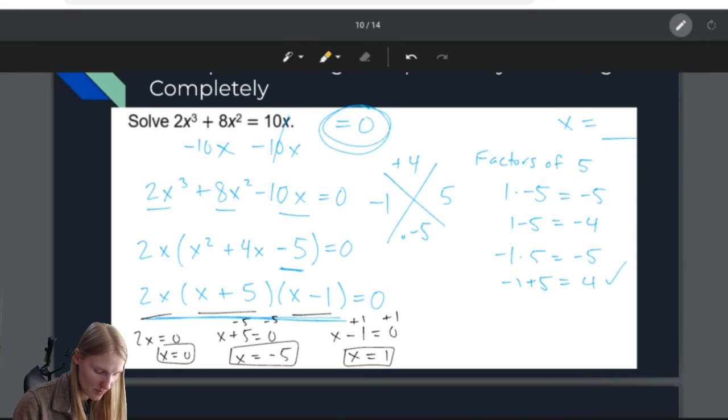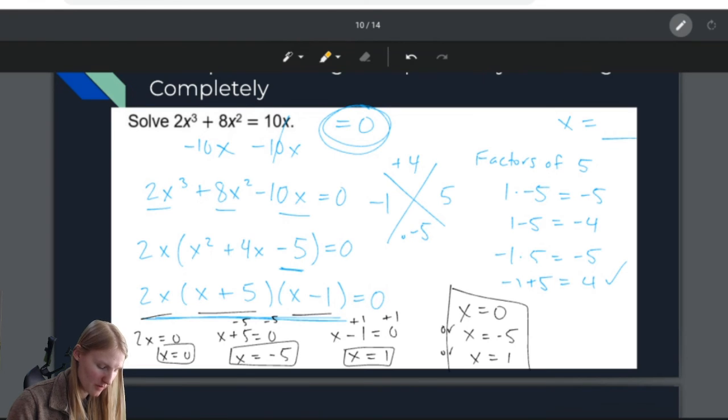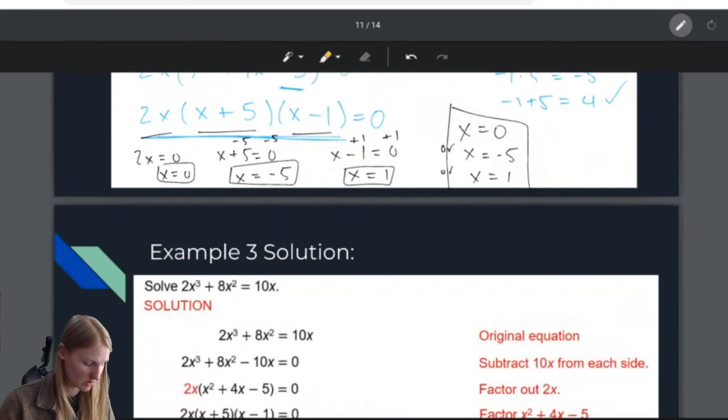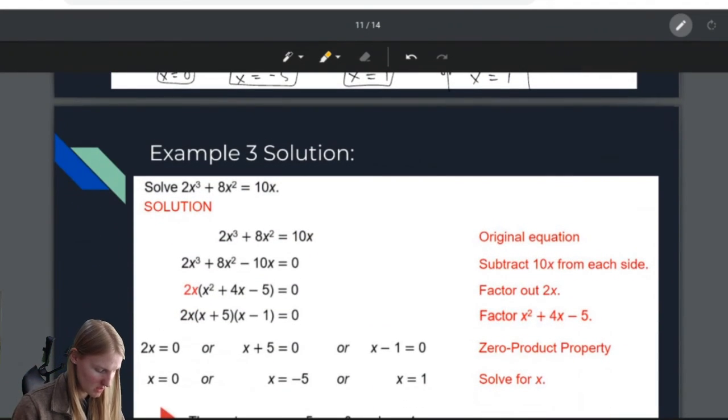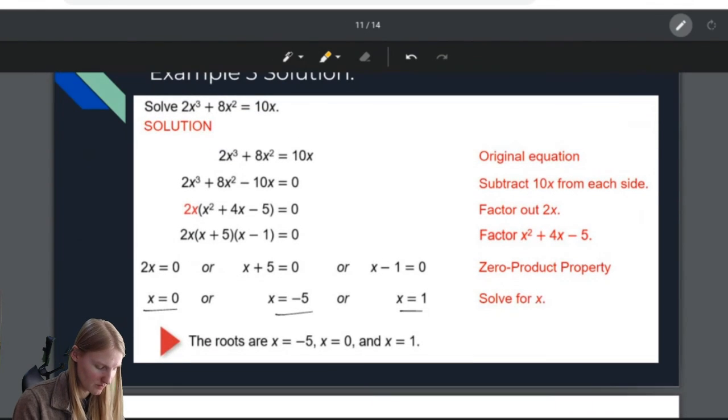So here are our options. Let's write them so that we can see them a little bit better. x equals 0, x equals -5, or x equals 1. Any of those will work. Okay, awesome. Fantastic. Let's make sure that we were right. 0, -5, and 1. Awesome. We're correct.